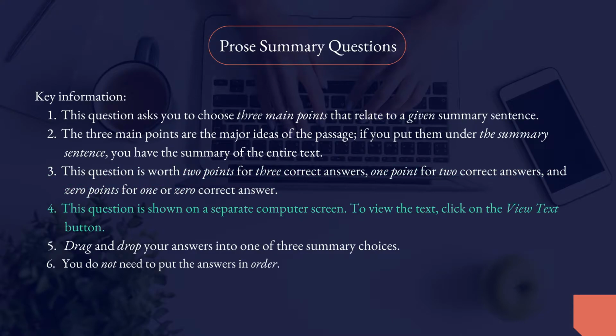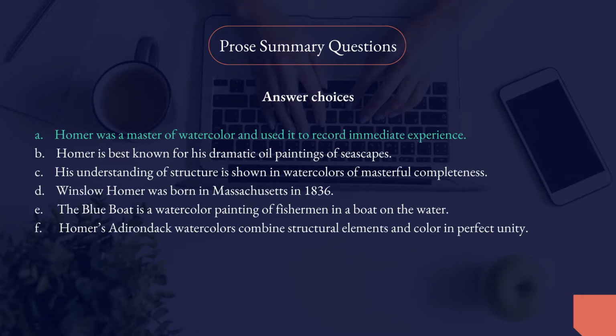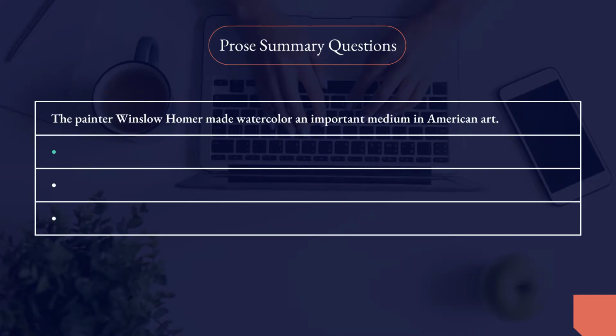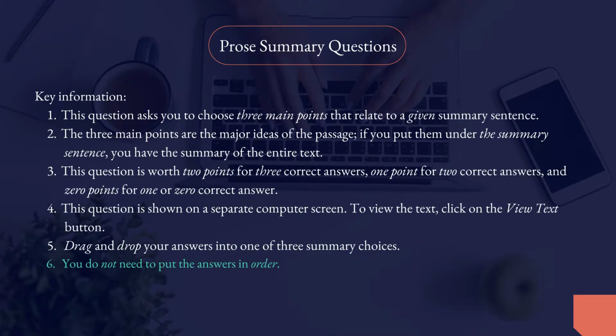This question is shown on a separate computer screen. To view the text, you can click on the View Text button and see the text. Now, you need to drag and drop your answers into one of the 3 summary spots. So you will drag this sentence and drop it here on the computer screen. You do not need to put the answers in order. The order does not matter, don't worry about it.